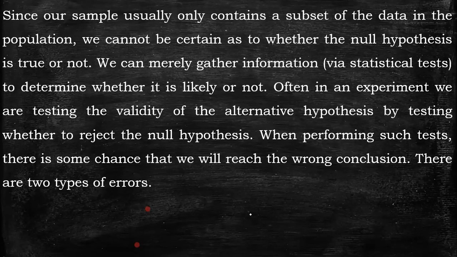Since our sample usually only contains a subset of the data in the population, we cannot be certain whether the null hypothesis is true or not. We can merely gather information via statistical tests to determine whether it is likely or not. Often in an experiment, we are testing the validity of the alternative hypothesis by testing whether to reject the null hypothesis. When performing such tests, there is some chance that we will reach the wrong conclusion. There are two types of errors. This is a very important thing.